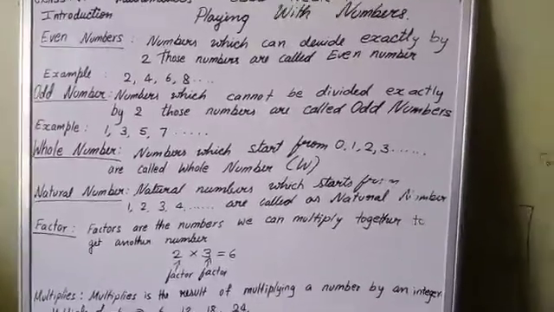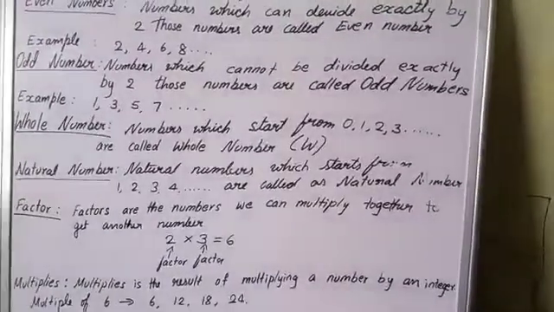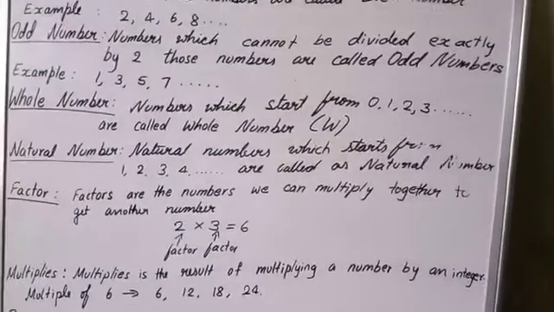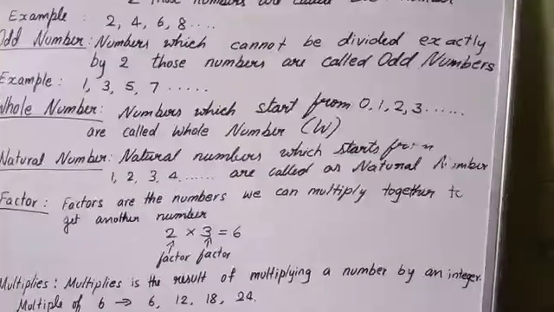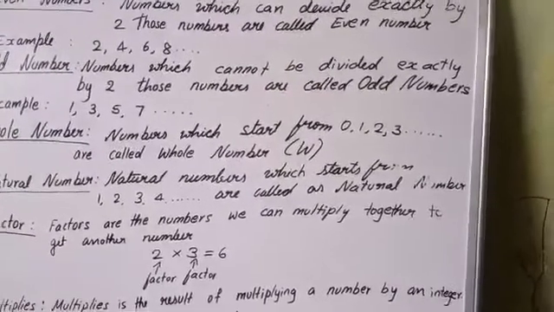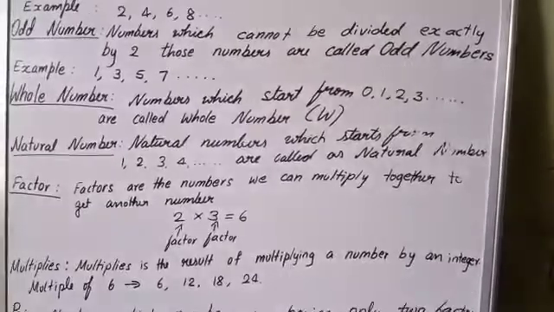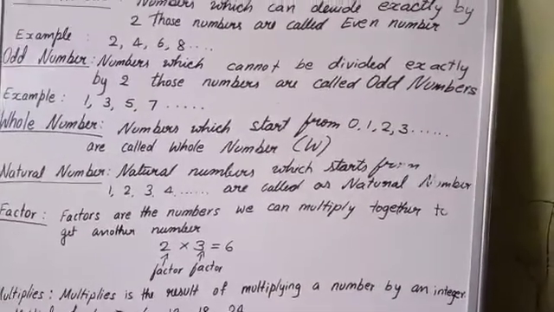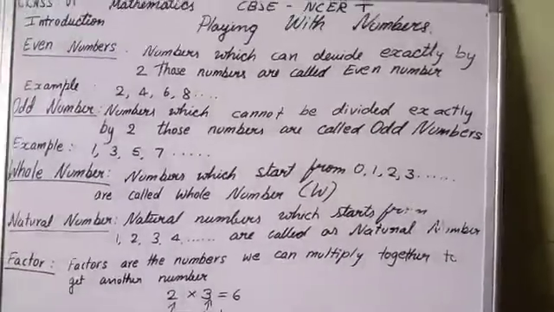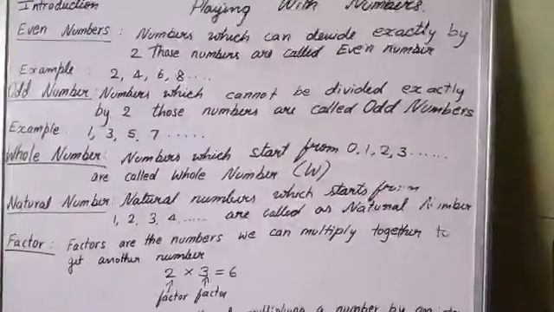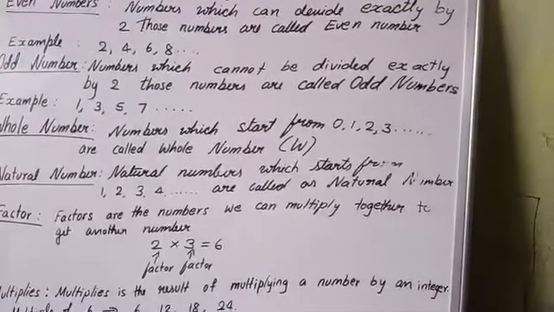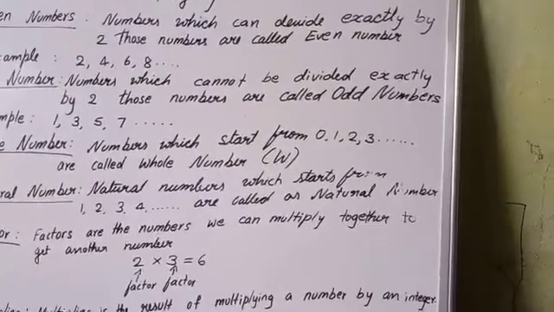In the same way, we go on to multiples. A multiple is the result of multiplying numbers. When we multiply and get the result, that is known as a multiple. Write the multiples of 6: 6, 12, 18, 24. You may guess that these are the multiplication tables. 6 1s are 6, 6 2s are 12, 6 3s are 18, 6 4s are 24.